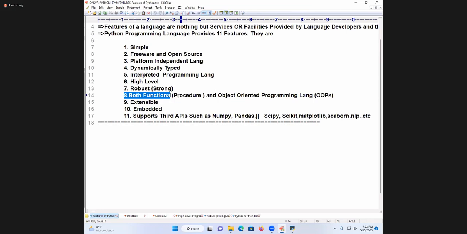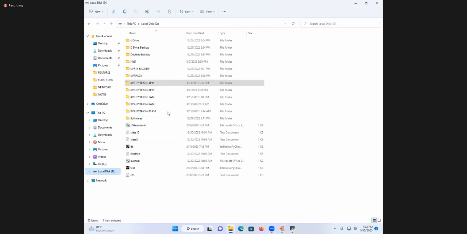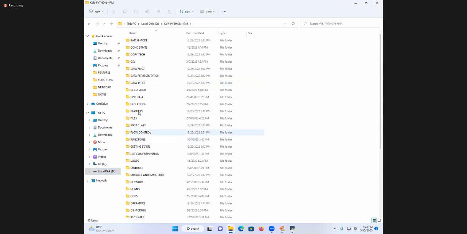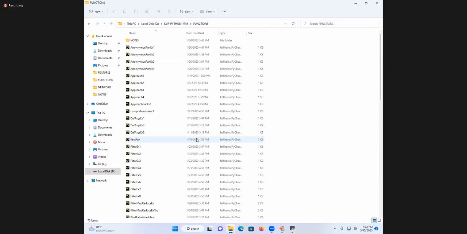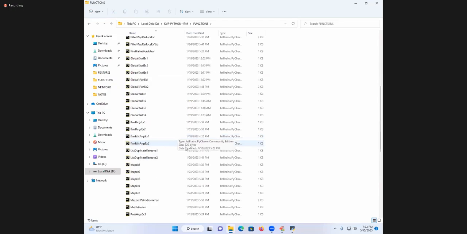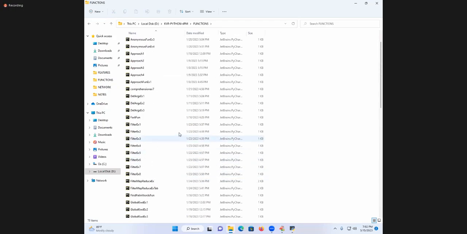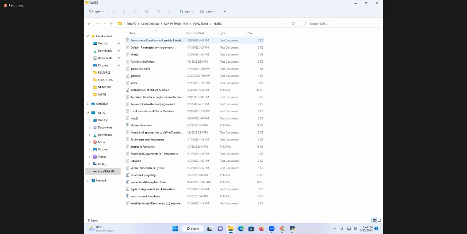So in every batch, I'm not going to tell at the features level, the eighth feature I'm not going to explain. And don't think that sir is not explaining. I will explain when I come to functions. For example, you see how many things there are. Functions, you see, functions here. There is a separate topic, functions. See how many examples there are. See the index itself. I will show you the index of functions. A beautiful, bigger topic it is.